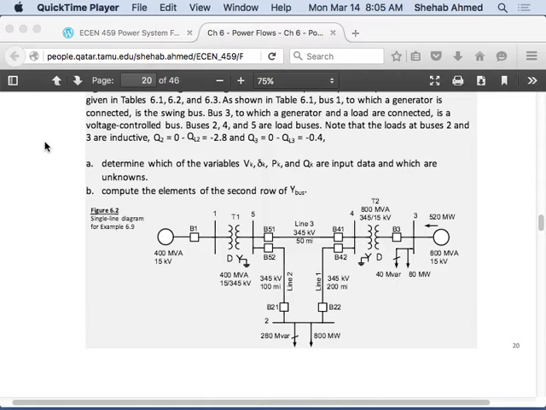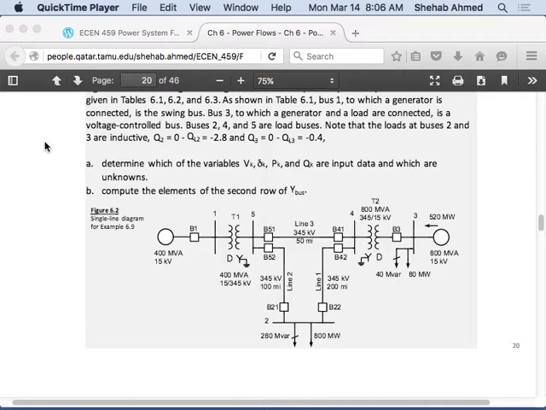Exactly. So at a PQ bus, what are the unknowns? V and delta. V and the angle are unknown at a PQ bus. At a PV bus, Q and the angle, right? And at the slack bus, I know V and delta, which means I can calculate my P and Q, so nothing is unknown at the slack bus. So we identified the variables and identified the buses, and we were able to construct our admittance matrix.